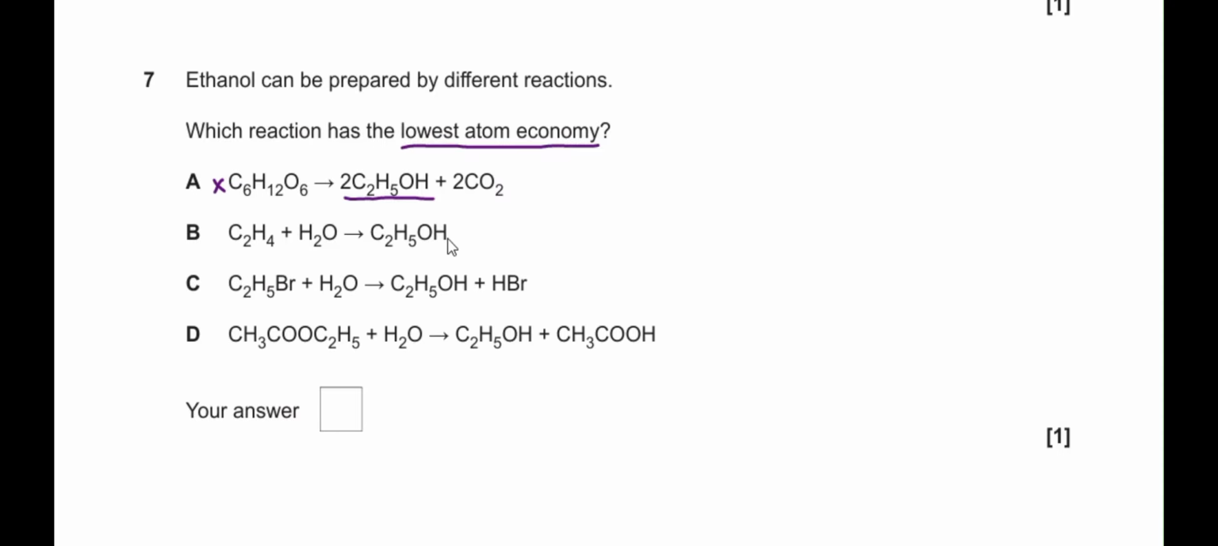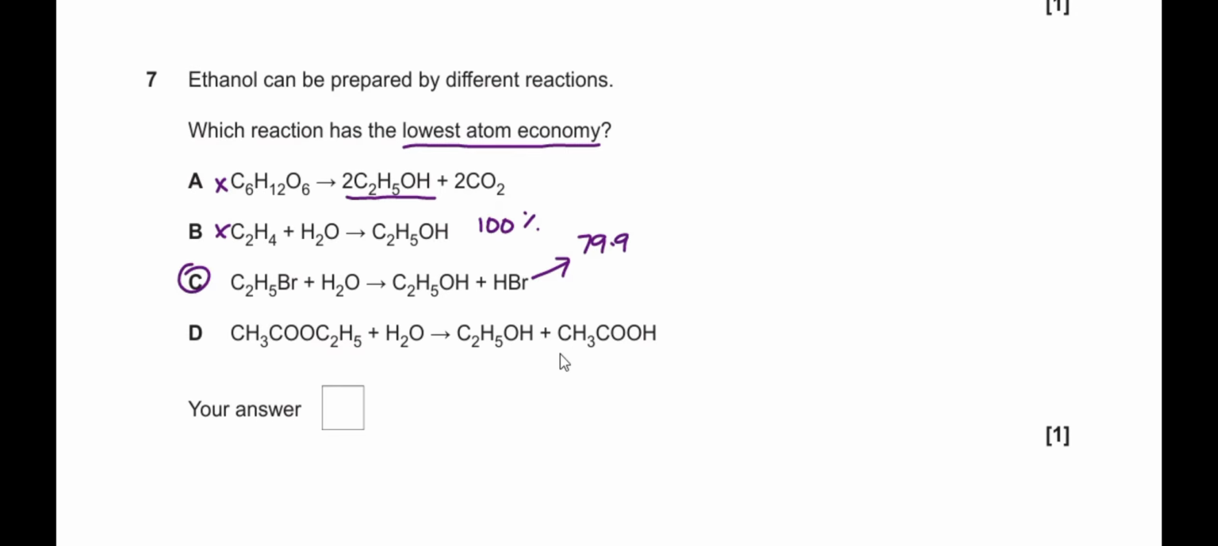Second is definitely not our answer because C2H5OH alone as the product is 100% atom economy. It's a no straight away. Then C is a giveaway. If you look at this, hydrogen bromide. Bromine itself has got an atomic mass of 79.9. And if you consider option D, ethanoic acid has got a molecular mass of 60, and therefore in comparison C has got the byproducts which have got the heavier atomic masses. So the right answer is C.